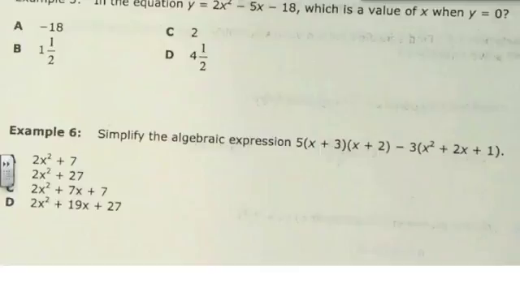So let's get our graphing calculators out. When I graph y equals 2x squared minus 5x minus 18, I'm looking for where y equals 0. That's going to be my x-intercepts. If we look at our possible answers, one of them is negative 18. That's nowhere close on my graph, so I can cross out negative 18.